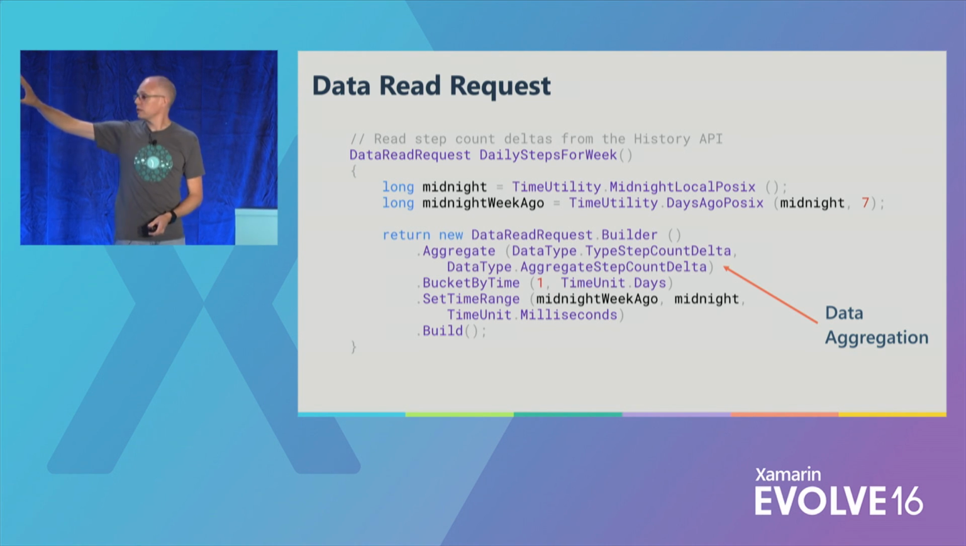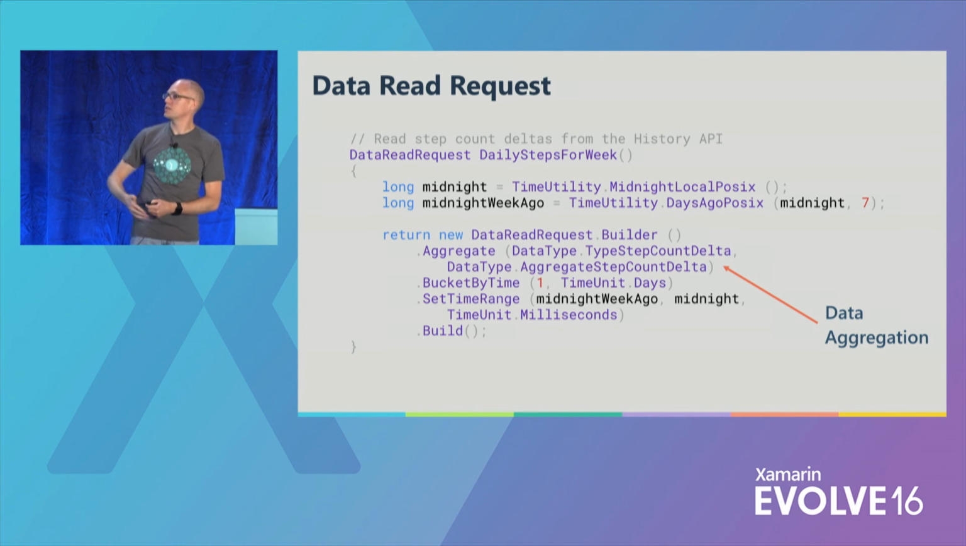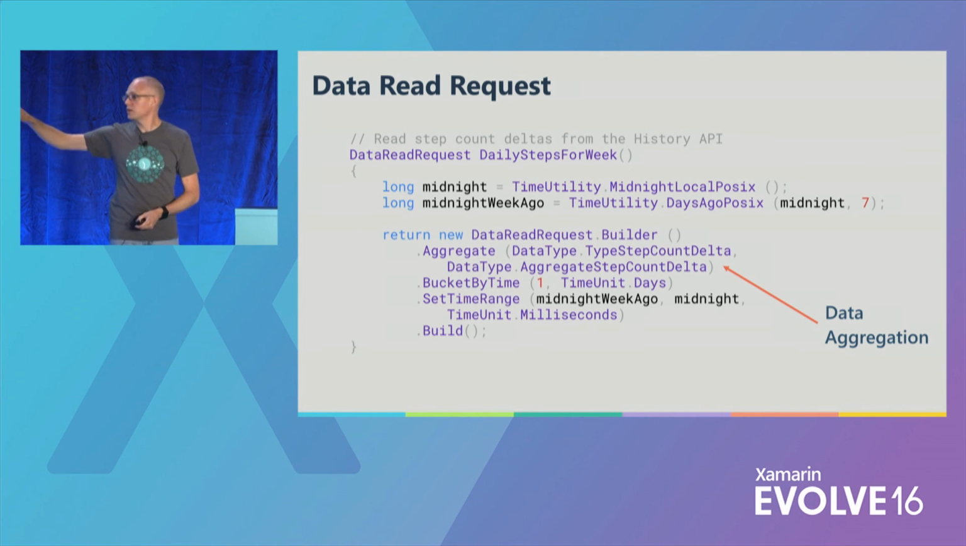And then when we build the request, you see there's a data aggregation parameter. And what we're saying is we're looking for step counts, type step count delta. We're going to aggregate on step counts. Please bucket my results in days, and 1 per day, please. And then between these 2 time ranges. So what this is going to give me is, from midnight until midnight a week ago, all of my steps bucketed by each day.